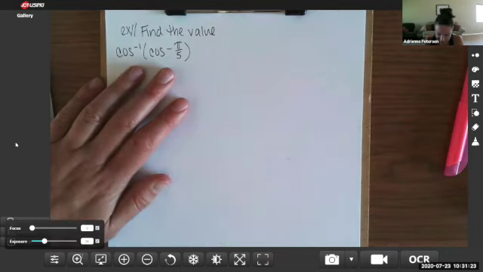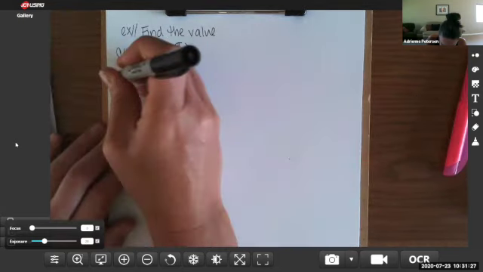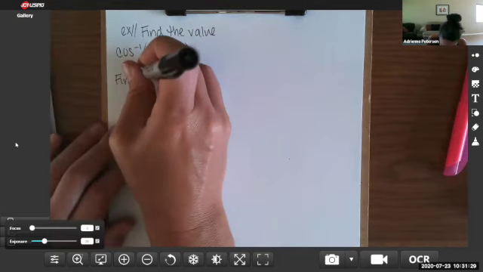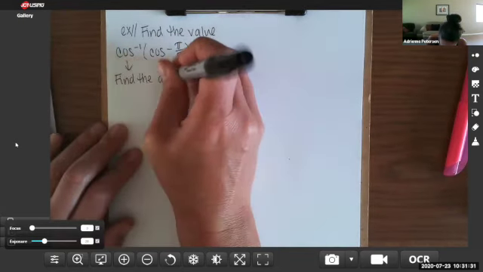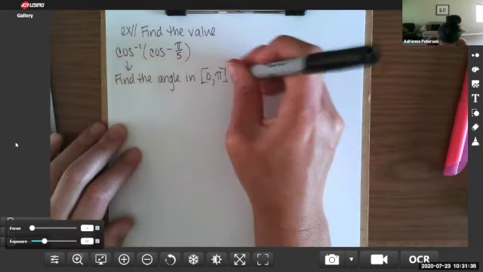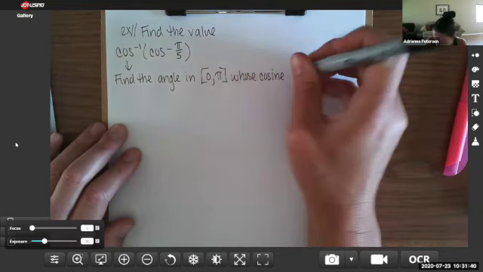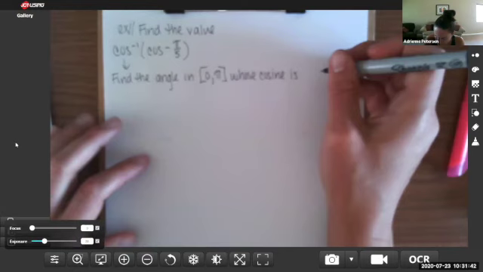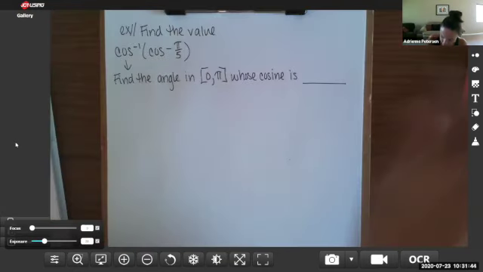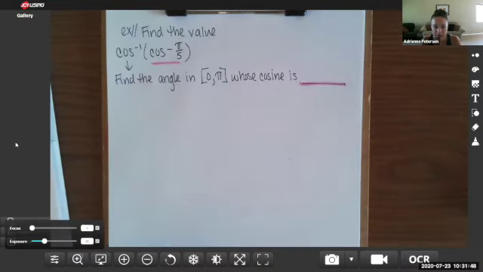So here, inverse cosine asks us to find the angle in our restriction for inverse cosine, which is 0 to pi, whose cosine is the same as cosine of negative pi over 5.